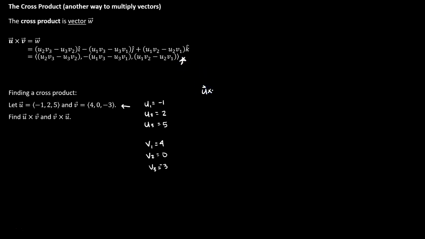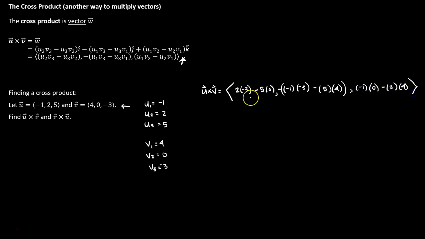So when we go to calculate U cross V, we know that the first component is the product U2 times V3, so U2 times V3 minus U3 times V2. So now we need U3 and V2. So that'll be 5 times 0. The second component, we're going to pop in U1 times V3, U3 times V1. And we're going to make sure that this middle term includes an extra negative. And then for the third term, we need U1 V2 minus U2 V1. And then we'll simplify.